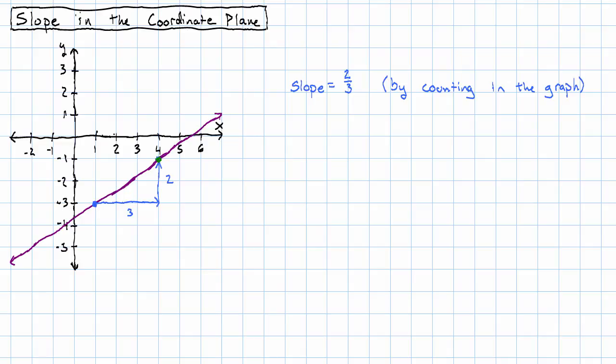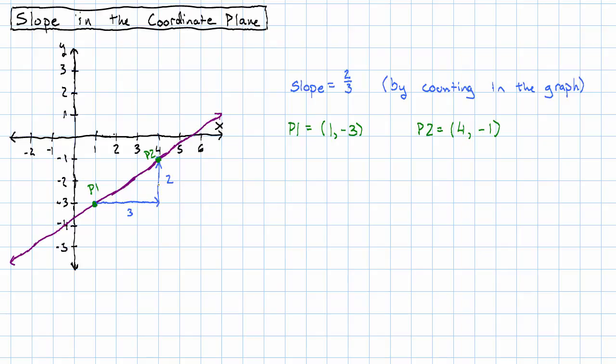Well, let's look again at these points. We have two points here. I'm going to just label them P1 and P2, just so I can refer to them. P1, well, let's see. X-coordinate is 1. Y-coordinate is -3. P2, x-coordinate is 4, y-coordinate is -1. How could we calculate the rise and the run in this graph?